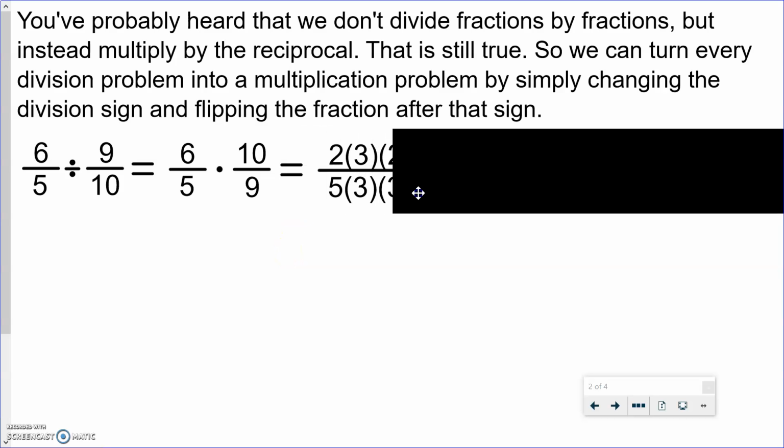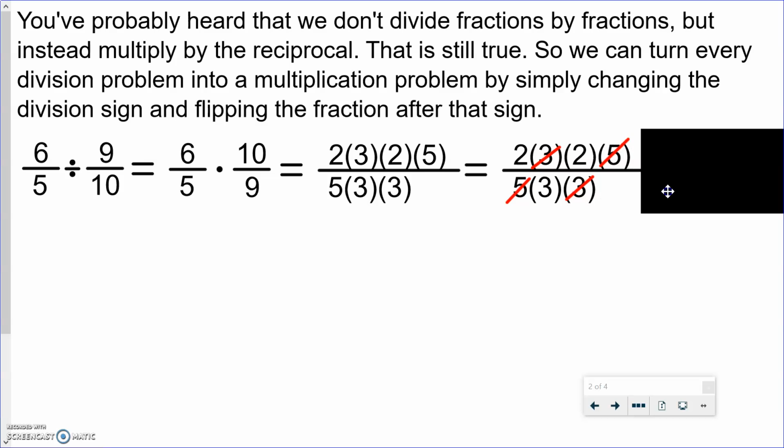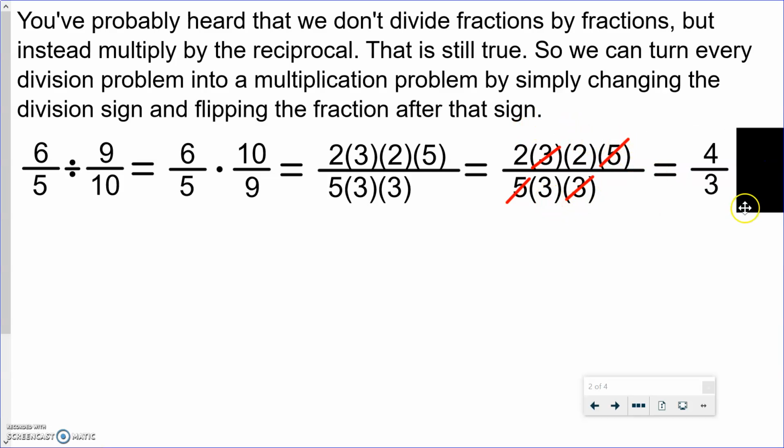So 6 is 2 times 3, 10 is 2 times 5, 5 stays 5 since it is prime, 9 is 3 and 3. Cross out the same things on top and bottom, so 3 crosses out 3, 5 crosses out 5. What's left on top is a 2 and 2, which multiplies together to get 4. The last thing on bottom is 3, so that's the answer, 4 over 3.